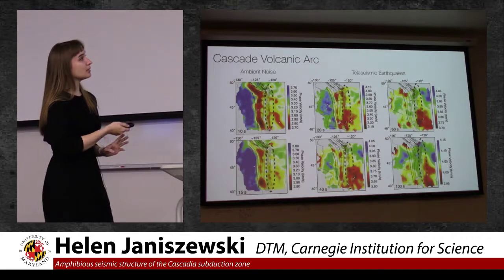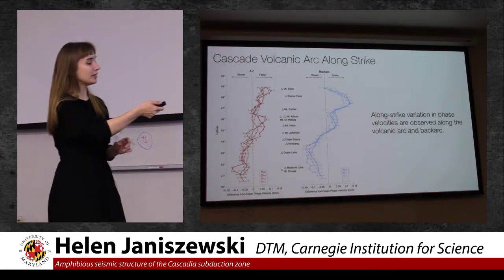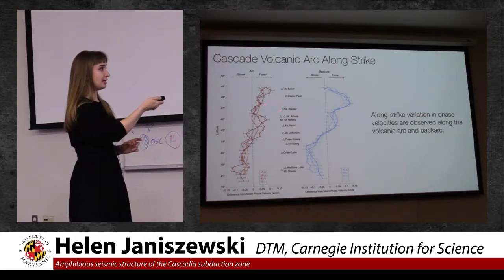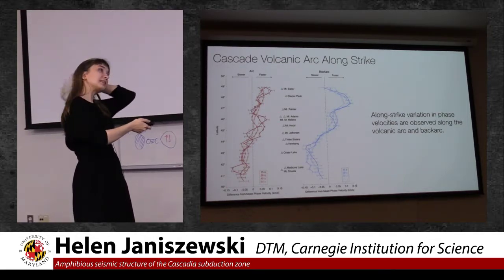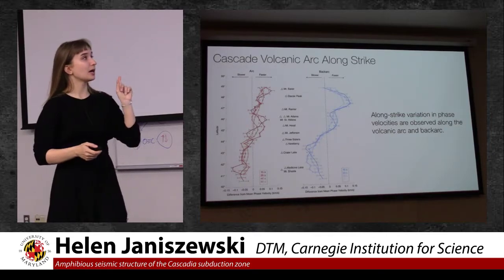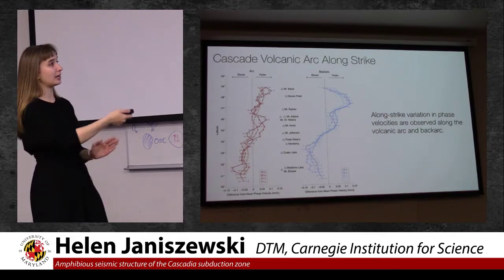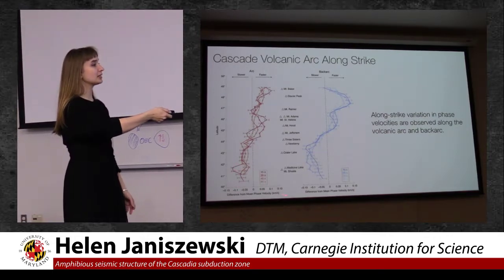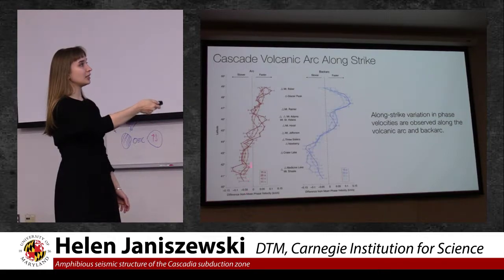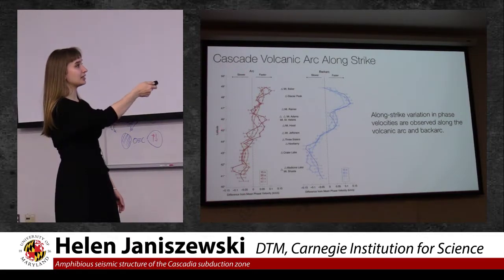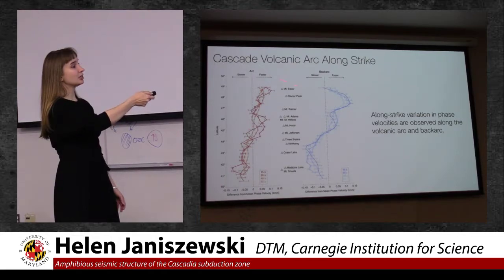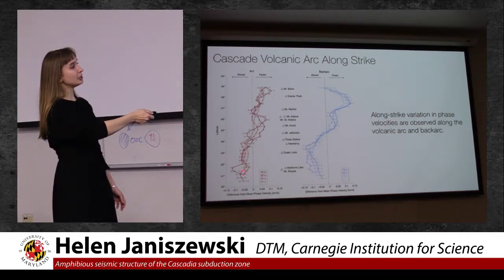And if we look in more detail, there's a very obvious along-strike trend, which has been seen before, but this is giving us a nicer picture of how centered these slow velocities are directly beneath the arc and in the back arc region. So this here is showing you difference from mean phase velocity along an averaged region. This is latitude here on the y-axis. So the northern volcanoes are up here, Mount Baker, Glacier Peak, continuing down to the southern volcanoes, Medicine Lake, Mount Shasta. Each one of these lines is a different period.